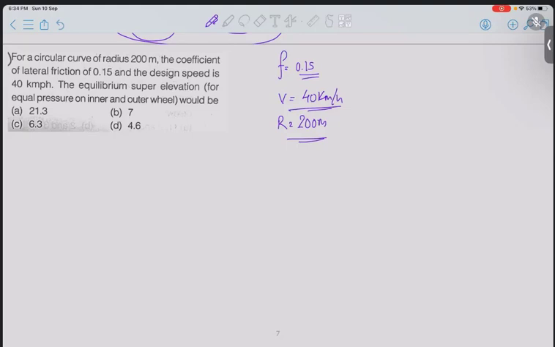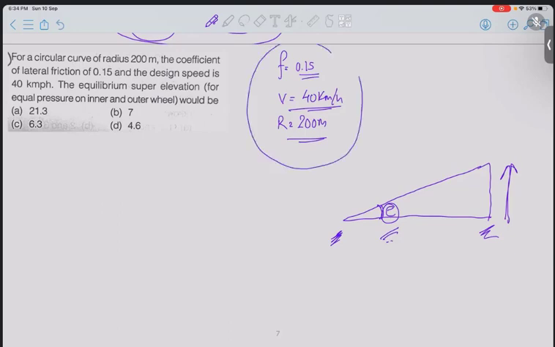So what is this question actually asking us? If you remember, in the first question itself, we discussed that when we are on a horizontal curve and the car wants to go fast, we provide an embankment. We provide an elevation difference between the inner edge and the outer edge of the curve. This is called the super elevation that we have provided. And this question is asking us to calculate the equilibrium super elevation.